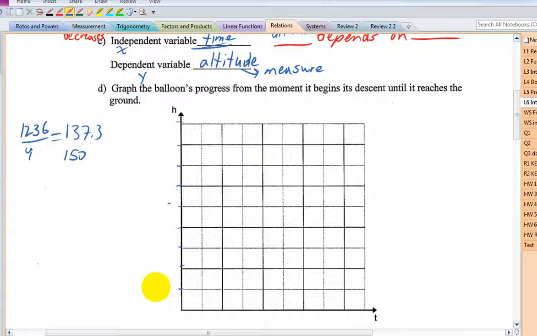Okay. So 150, 300, 450, 600, and then 1350 at the top. So this is our altitude, or H. Altitude will be measured in meters.